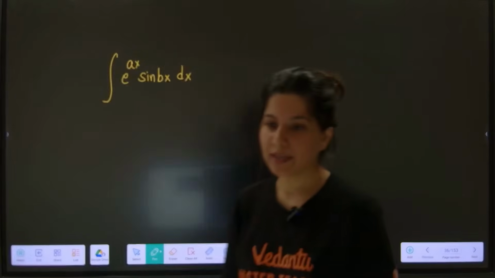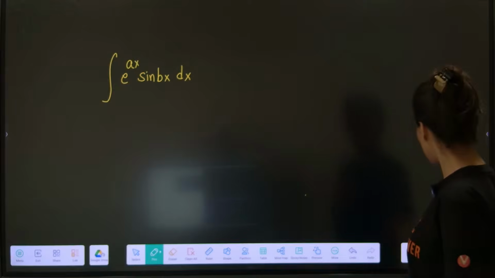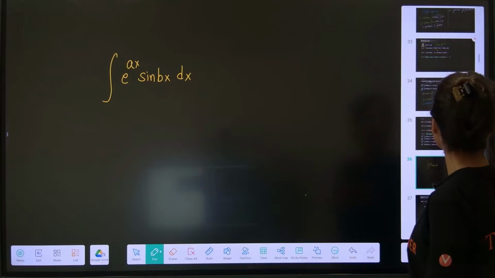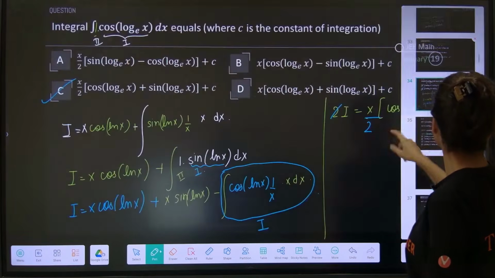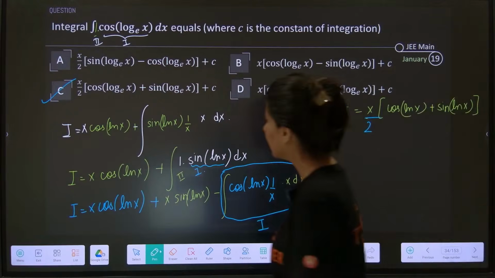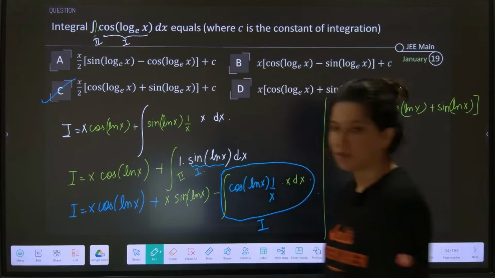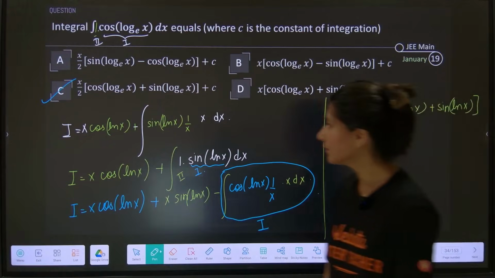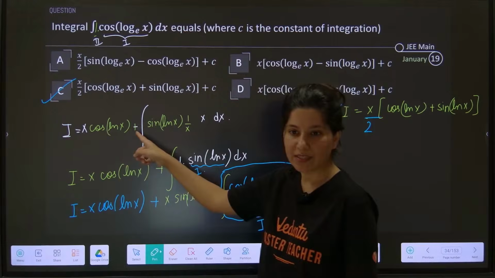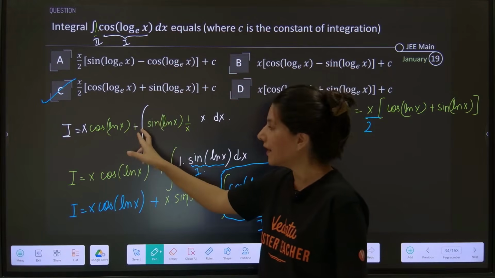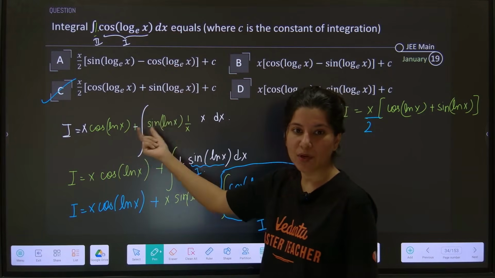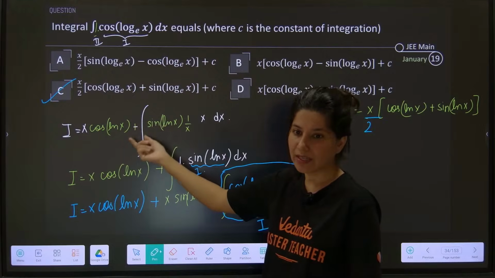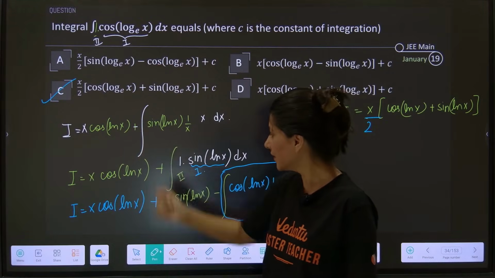Ma'am, there you missed the minus sign after differentiating cos of log x. No, I didn't miss the minus sign, did I? I don't think so. Which minus sign? After differentiating cos. No, the minus sign became plus now. Minus is for the formula, and then because the derivative of cos is minus sin, I wrote plus sign. Correct, na?